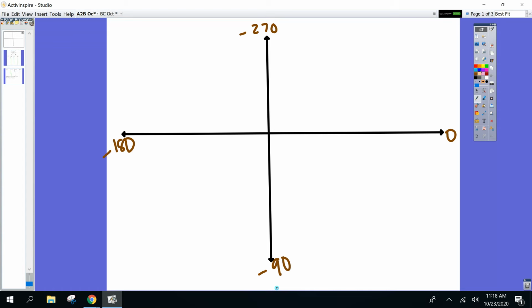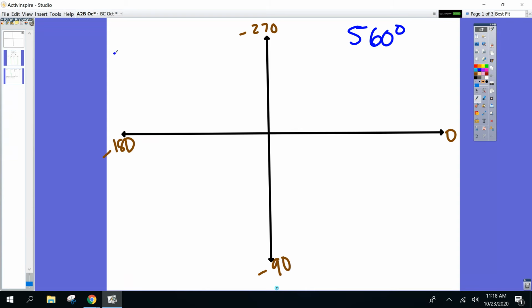Last thing. What happens if you have a huge angle? 560 degrees. What do you do to make that thing smaller? You can simplify it. How? Subtracting 360. Keep subtracting 360 until you get a number below 360.